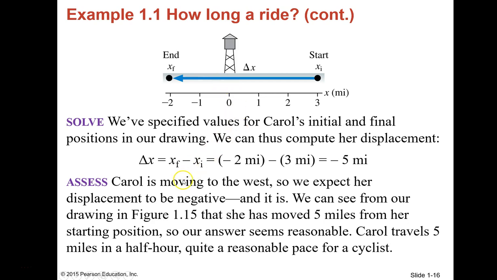If we look at our drawing up above, we can see that she moved 5 miles from her starting position. So she travels 5 miles in a half an hour, and if you think about that, that's 10 miles an hour, which isn't terribly unreasonable for a bicyclist.